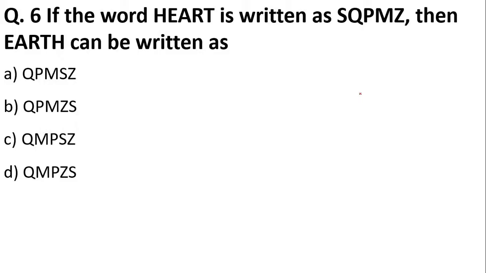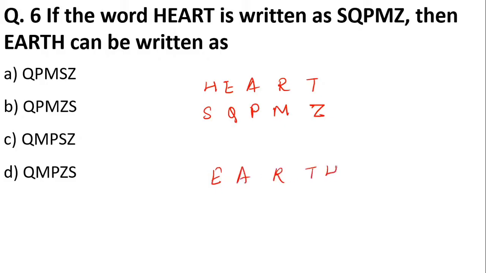If the word heart is written as SQPMZ, then how are we going to write earth? Very simple coding decoding question this is. Heart, I'll write it as HEART. Heart is written as SQPMZ. And what we have to find? We have to find what will be the code for earth.